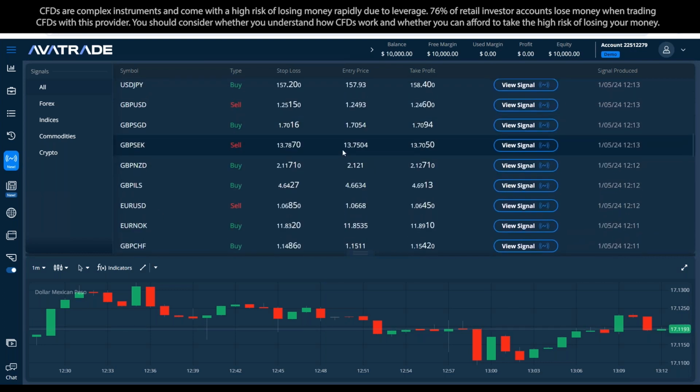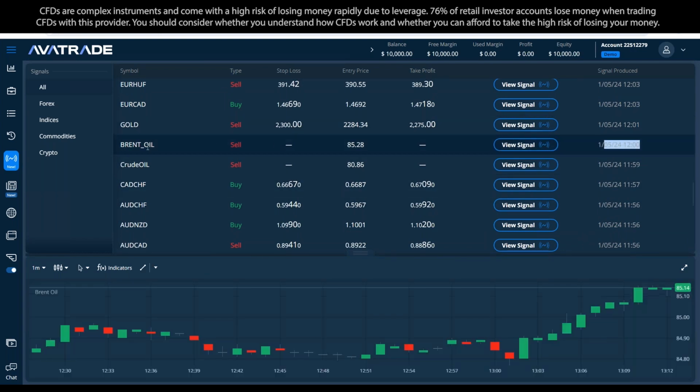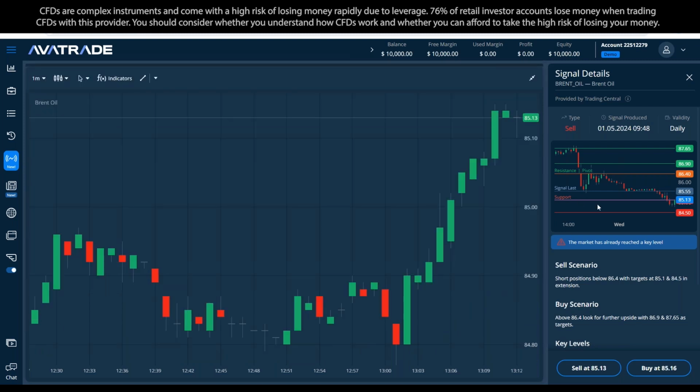If I go down to, where was it? In here. And I'm going to pick Brent oil, and I'm going to click on the signal. View signal, that's the blue lightning icon. We're going to click in here, and unfortunately, the market has already reached a key level. That means that the analysis here was already fulfilled.